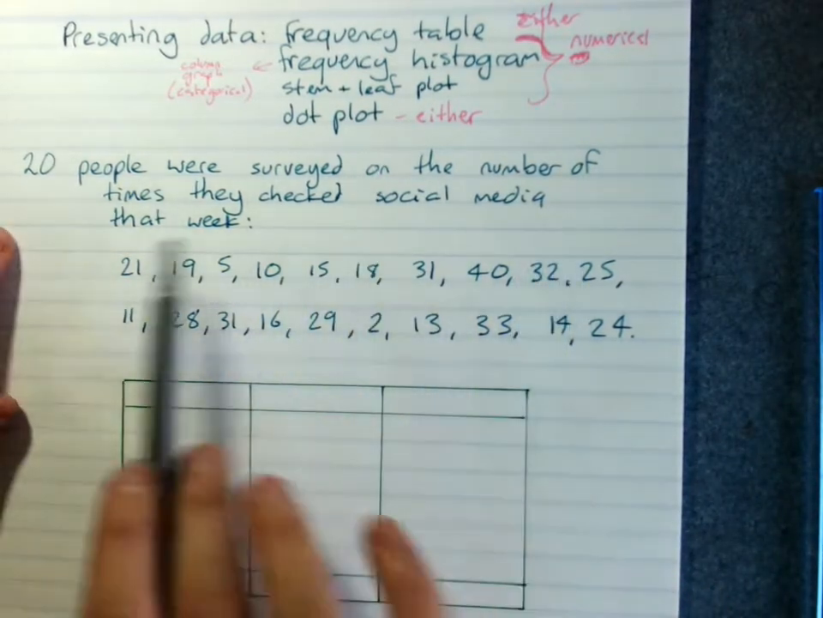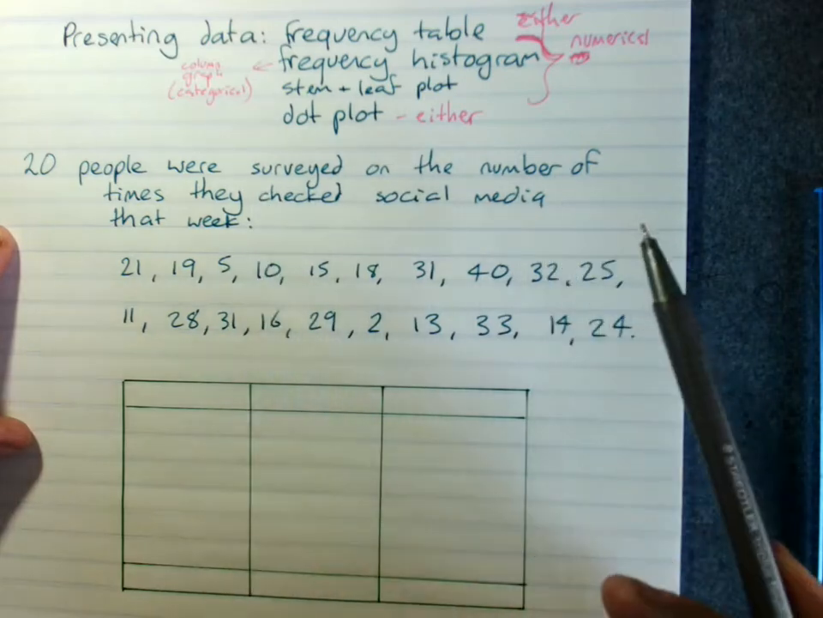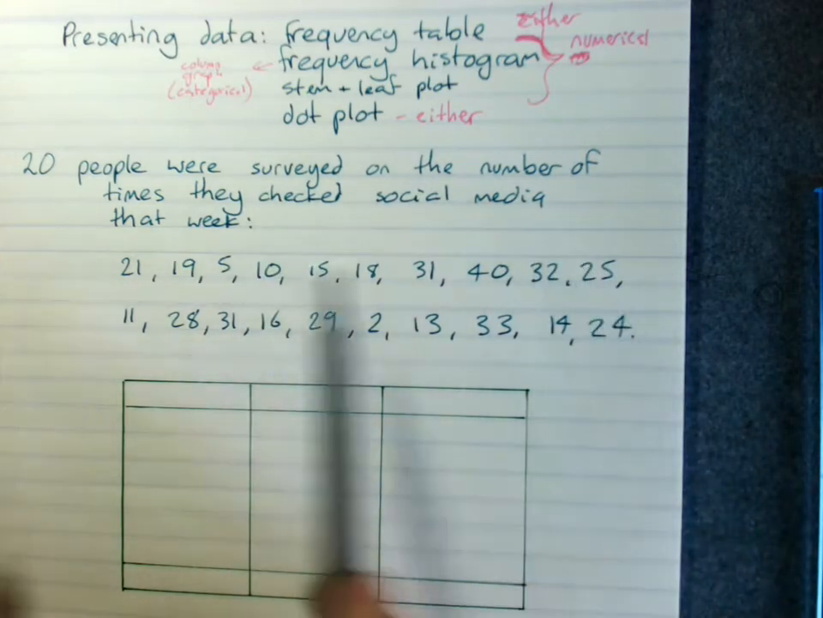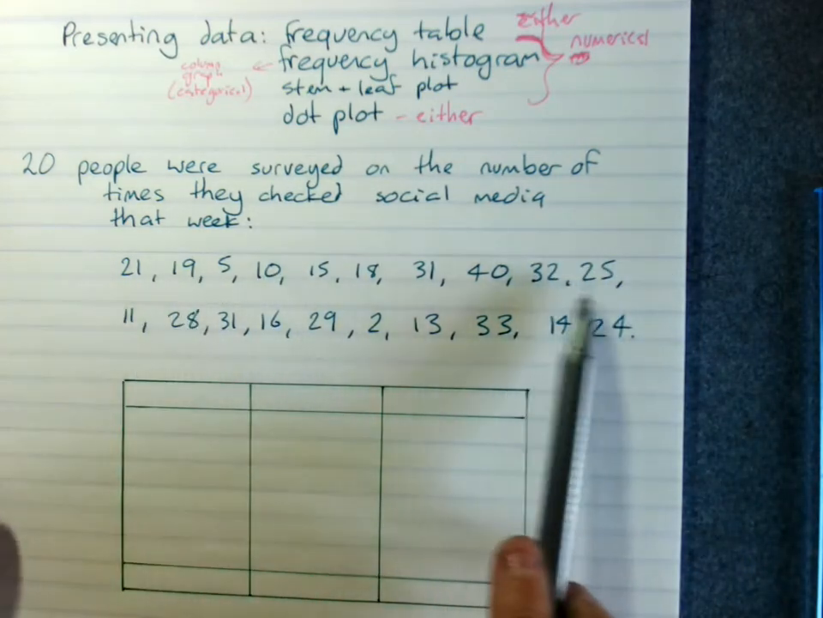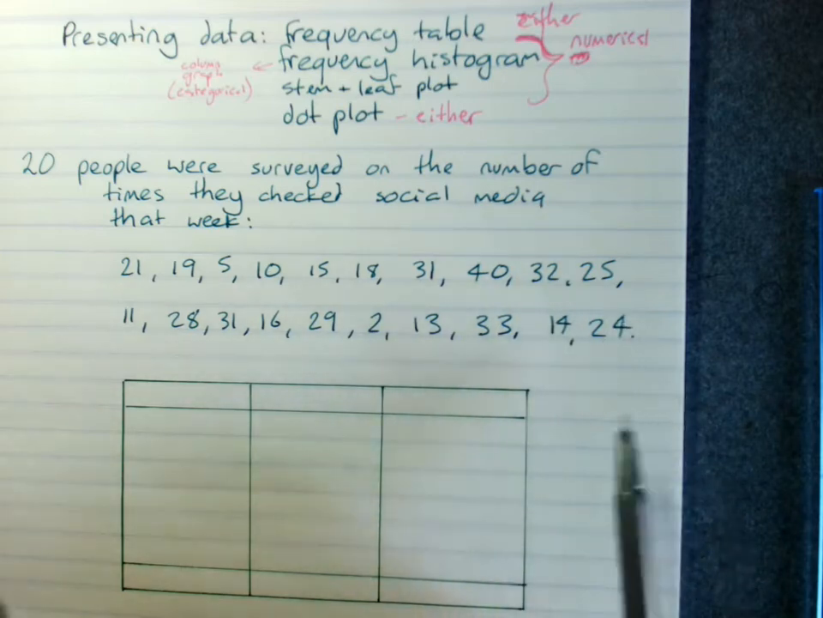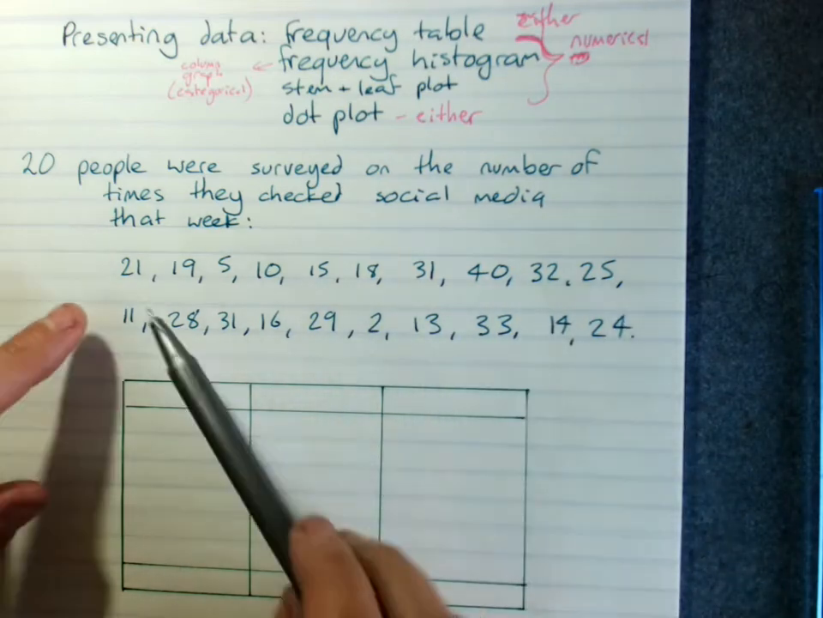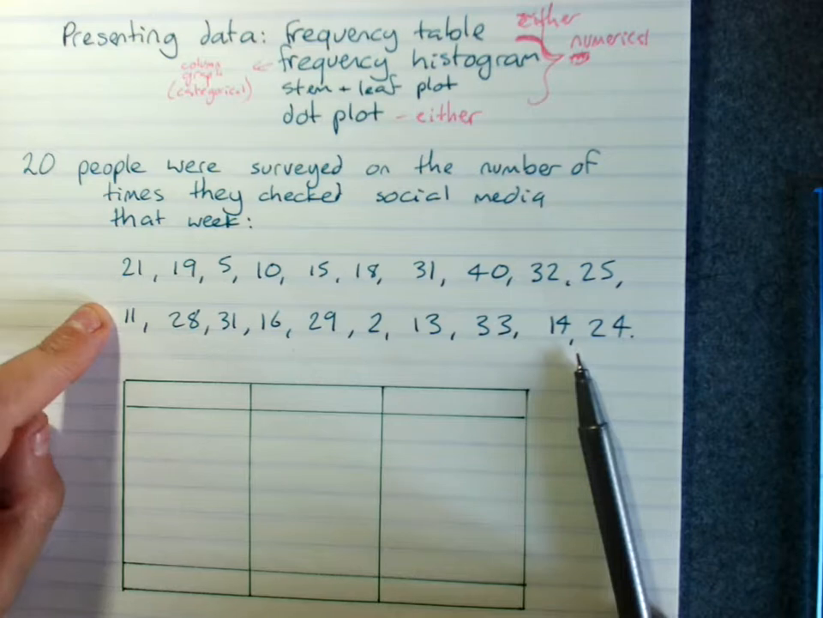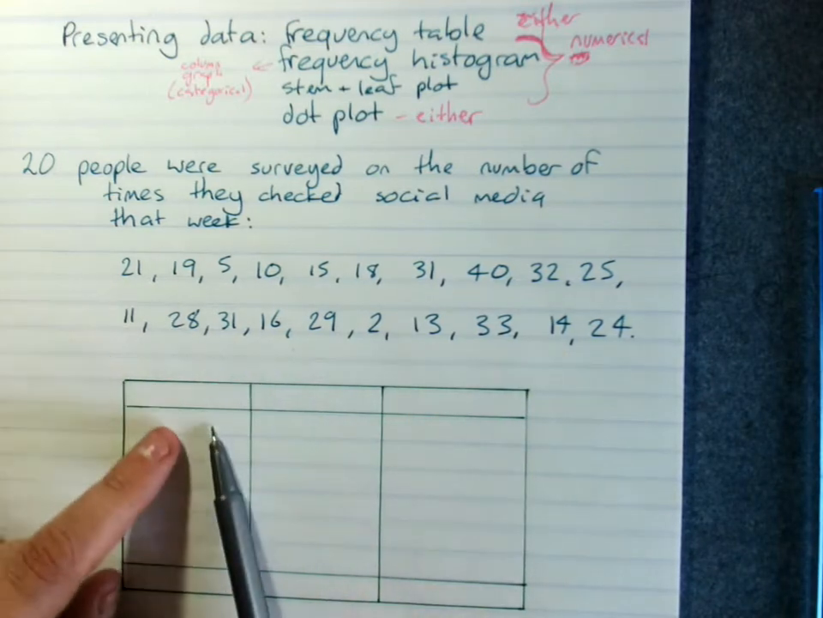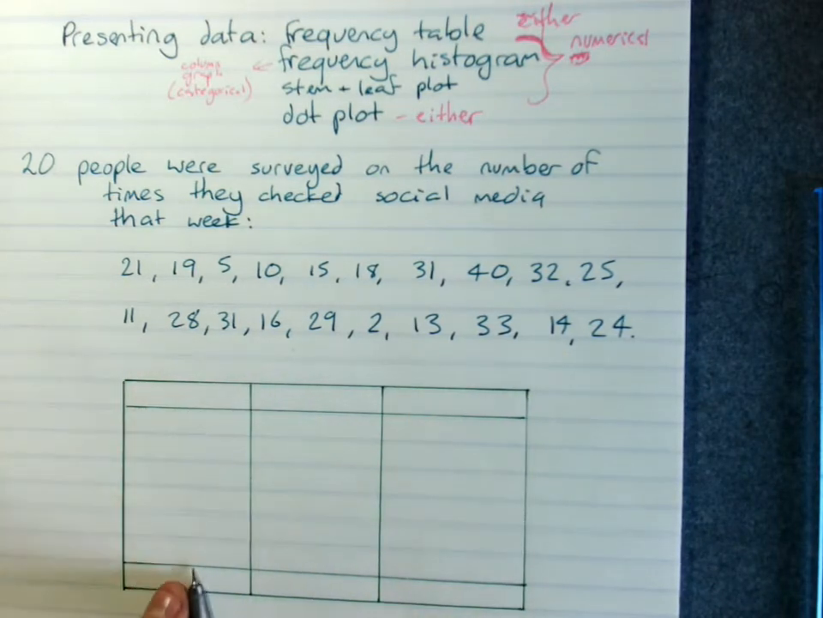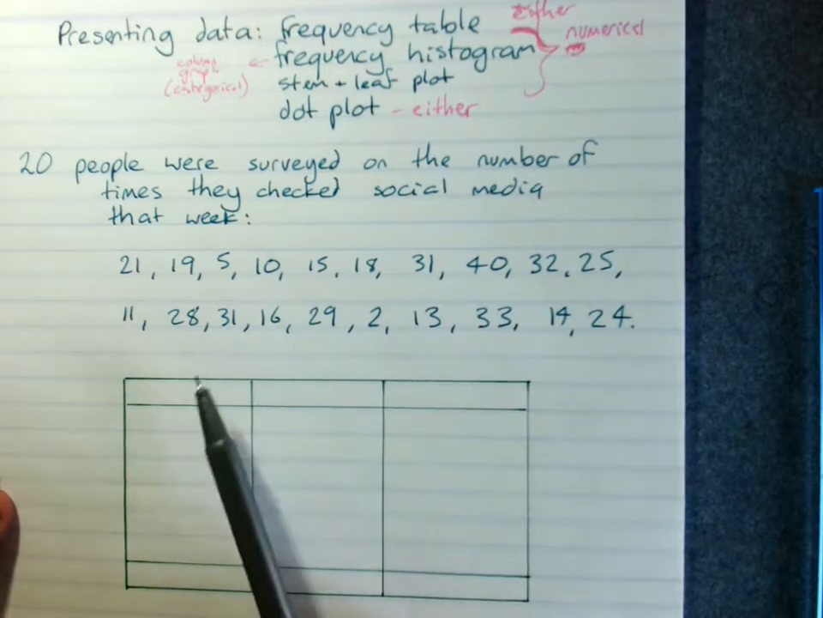So this is numerical data. 20 people were surveyed on the number of times they checked social media that week. Some of them have a problem. Now, obviously you can see this is quite spread out. We wouldn't list all the possible scores from 2 up to 40 down in this table. It would get very large. We put these in groups.